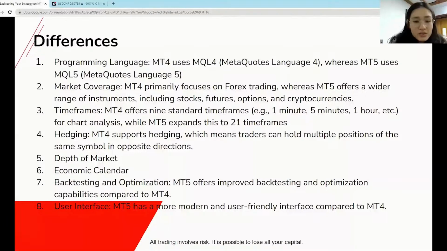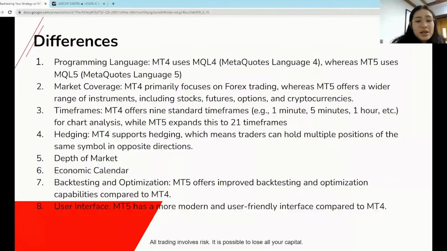Next, we have market coverage. We mentioned this earlier, but MT4 primarily focuses on Forex trading, whereas MT5 offers a wider range of instruments, including stocks, futures, options, and crypto. MT5 provides traders with access to multiple financial markets within a single platform, whereas MT4 is a little bit more limited in its market coverage.